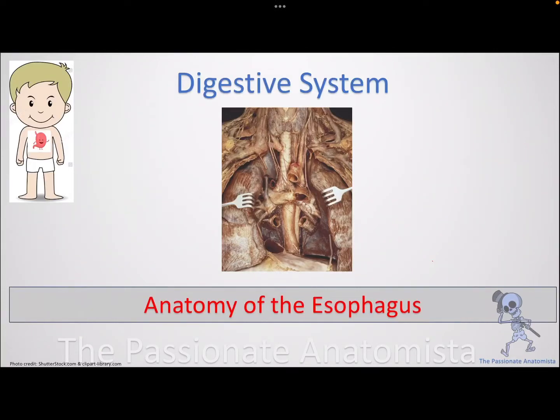Hi guys, and welcome to the third concept of the digestive system. In this video, we're going to talk about the anatomy of the esophagus.